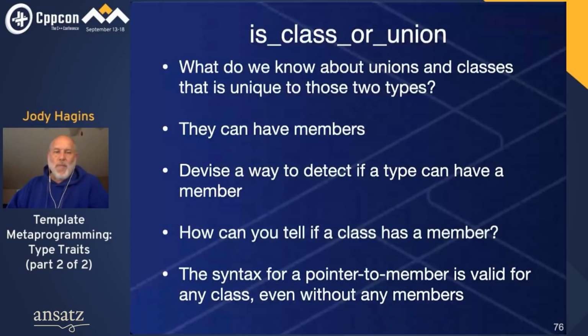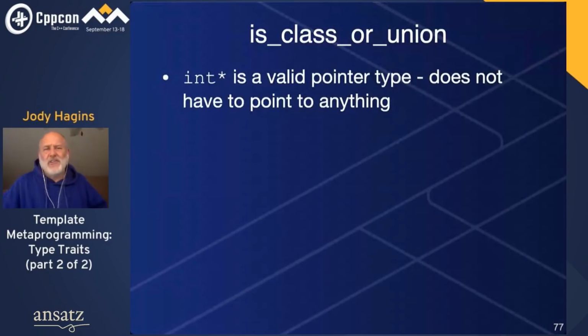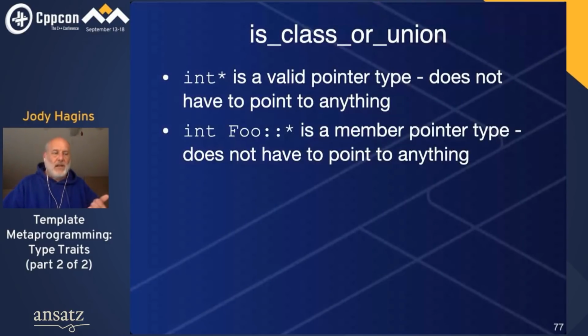That's a good question. So if we can devise a way, then what we want to do is figure out this pointer-to-member syntax, right? If I can create a type for it. So int* is a valid pointer type. It doesn't have anything to point to, but it doesn't matter. It's a valid type. And remember, we're dealing in the type system. What matters is, can we represent that it could possibly point to something? So if we have a class Foo, then int Foo::* is a member pointer type. It's pointing to a member of type int. Doesn't matter if Foo has an actual member of type int or not. We can still construct the type of pointer to it.